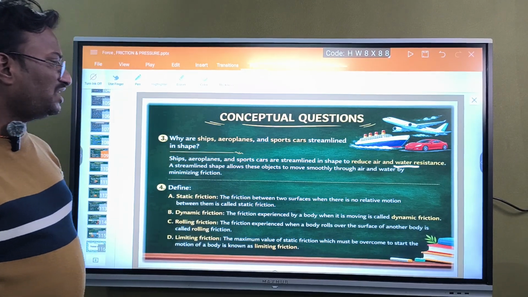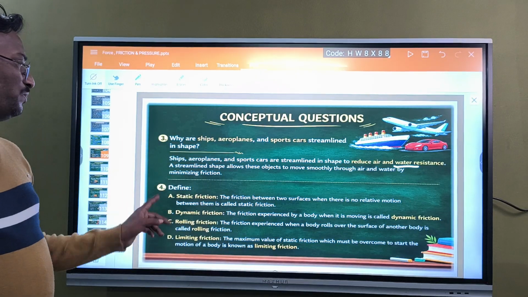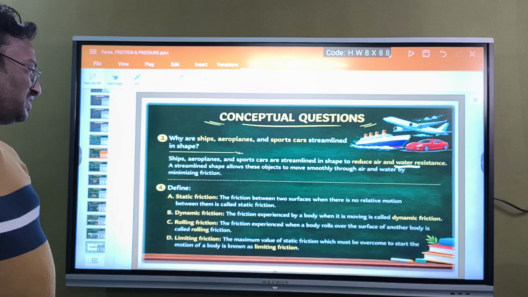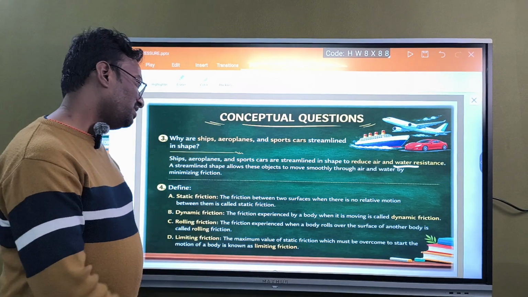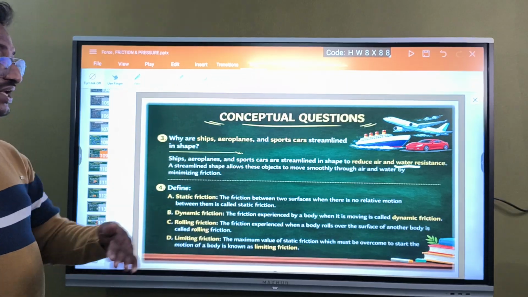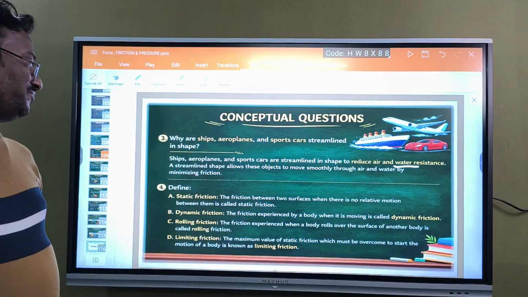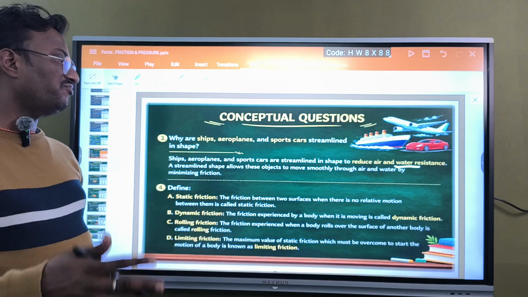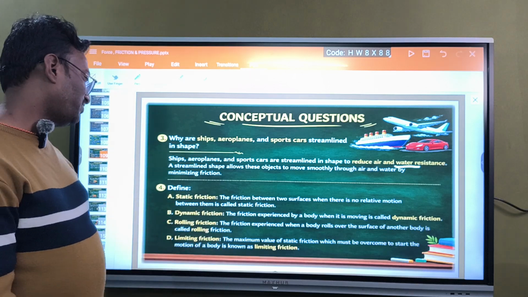Static friction: the friction between two surfaces when there is no relative motion between them is called static friction. Dynamic friction is also called kinetic friction. The friction experienced by a body when it is moving is called dynamic or kinetic friction. Rolling friction: the friction experienced when a body rolls over the surface of another body is called rolling friction.